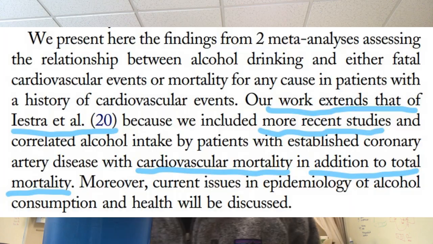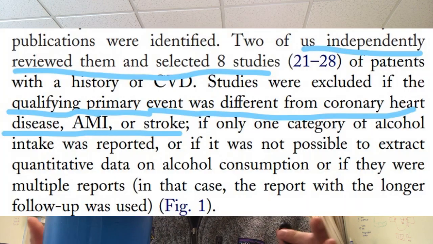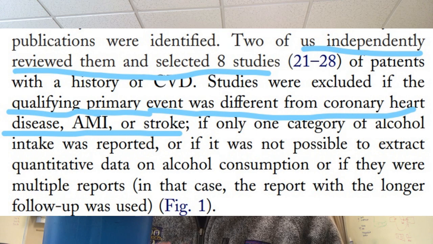So this meta-analysis is not a new one. Basically, they extended it from Dr. Istra and team because they noticed that there were new studies that have been published on alcohol and cardiovascular and overall death. So they included those new studies that Dr. Istra and team did not include. Basically, they found 54 articles that they believed might meet their criteria. And overall, they had 2 people in the team independently review them. And overall, 8 studies were selected.